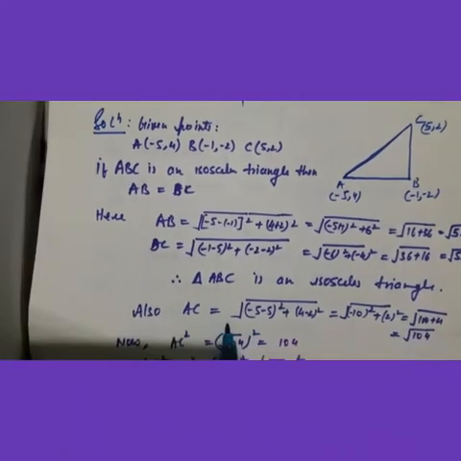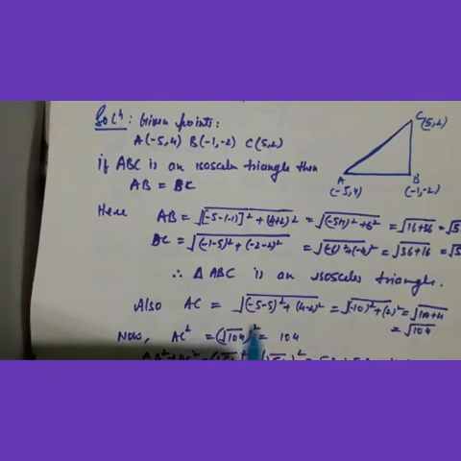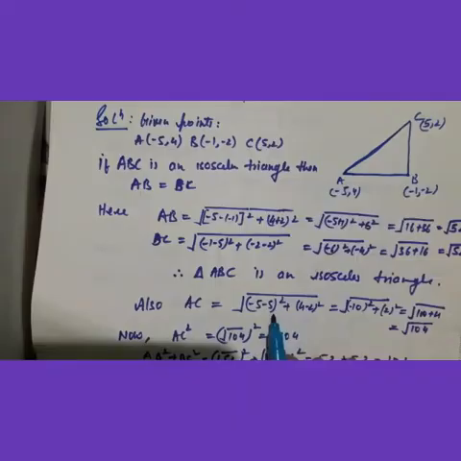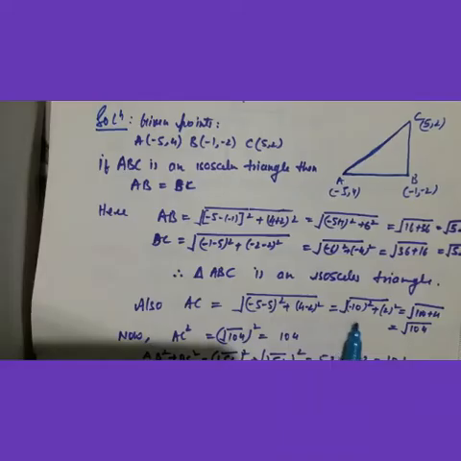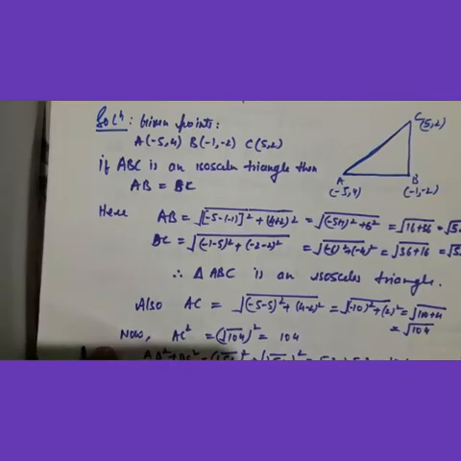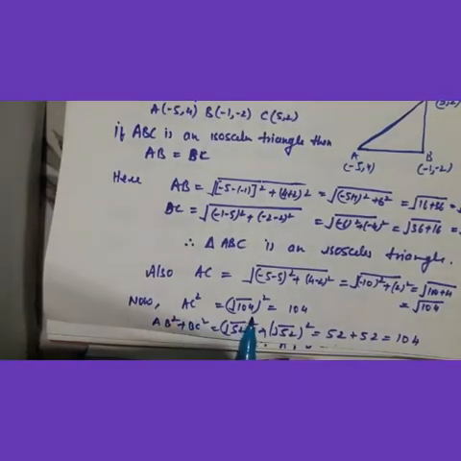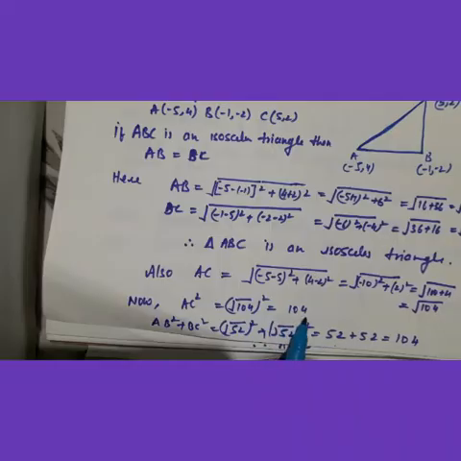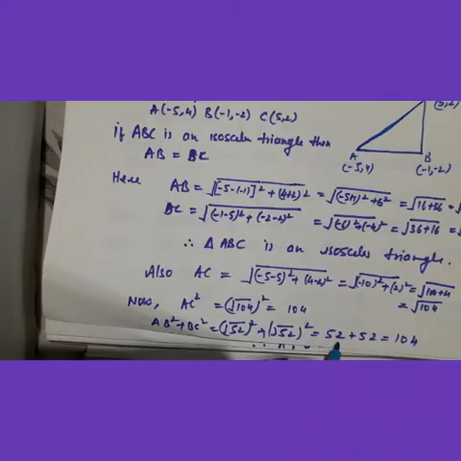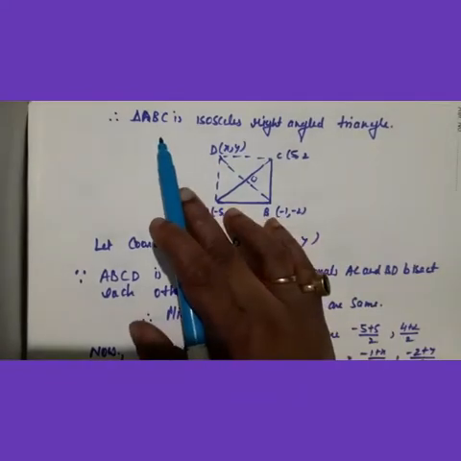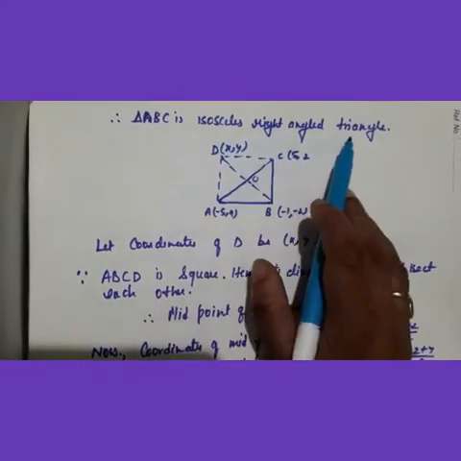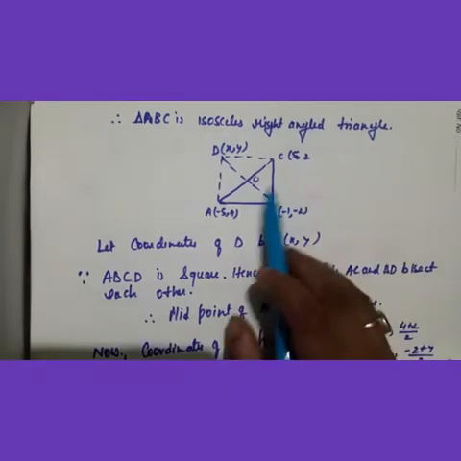Now we see that the value of AC, using the distance formula, is root under (-5 minus 5) the whole square plus (4 minus 2) the whole square. So the value of AC we get is root under 104. Now AC square is root 104 the whole square, that is 104, and AB square plus BC square is root 52 the whole square plus root 52 the whole square, that is 52 plus 52, which is equal to 104. Thus we see that triangle ABC is an isosceles right angle triangle, since AC square is equal to AB square plus BC square.